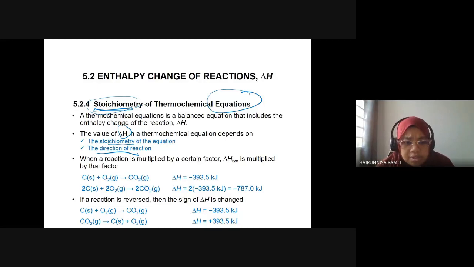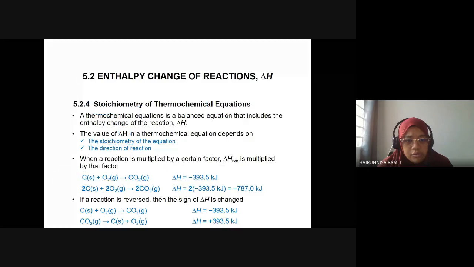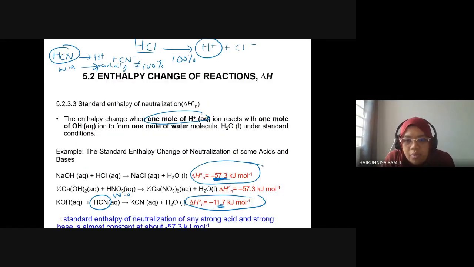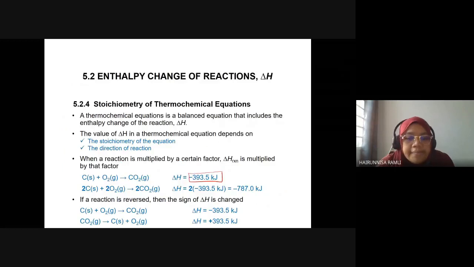Okay, kalau maksud stoichiometry, contoh kat sini, if you have this equation, sekejap saya kena tukar color pen. Okay, so equation yang ini C plus O2, let's say lah, you dapat the value is negative 390.5 kilojoule. Sekejap eh. Okay, sekarang saya nak try tanya dulu. Tak ada mengena dengan tajuk ni, tapi why do you think the value tak ada kilojoule per mol? Kalau yang ni tadi kan kilojoule per mol.